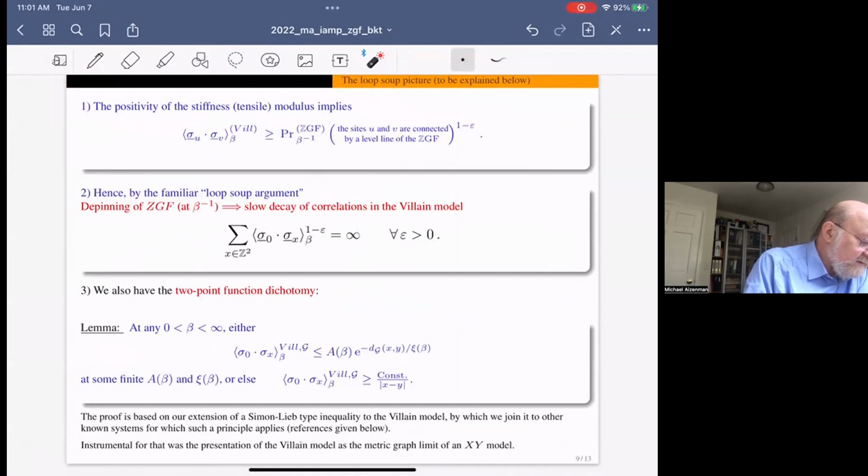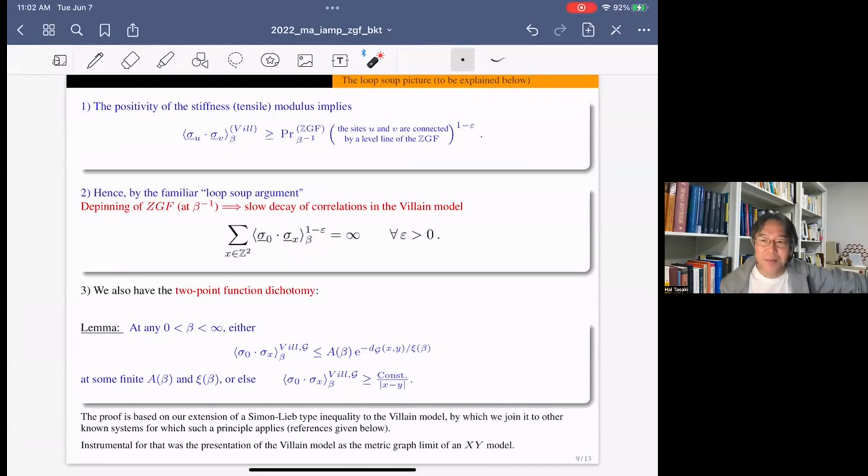So that's this observation. By this loop-soup argument, you can conclude that the pinning in the random height function implies divergence of the sum of the 2-point function, where you go from 0 to an arbitrary point. Then from this, this statement can be bootstrapped through the 2-point function dichotomy. Let's see, do I have a minute to finish the argument? Yes.